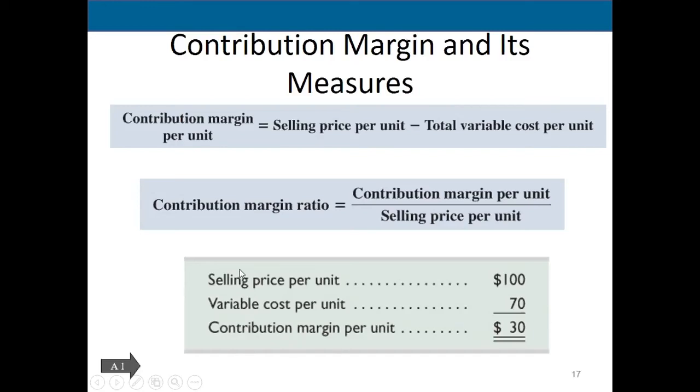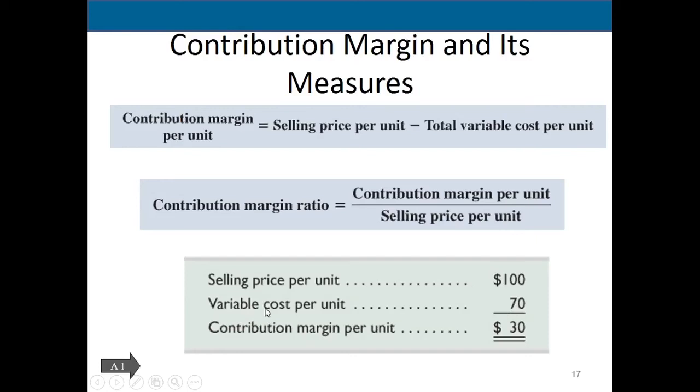Now, this could be total sales, total variable cost equals total contribution margin, or it could be sales per unit minus variable cost per unit equals contribution margin per unit. I don't care how you want to look at it. It's all going to be the same thing, okay? So what's happening here, right? They made it nice and easy for us.